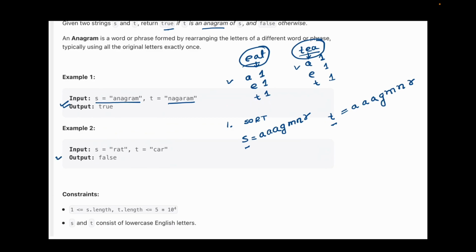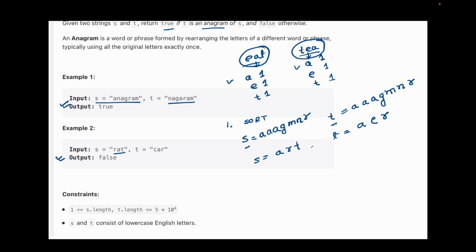Now let's try example 2, right? So we have "rat". For "rat", it will become A, R, T. And for the T string, if we sort, it becomes A, C, R. Both are not the same string, so we are going to return false.